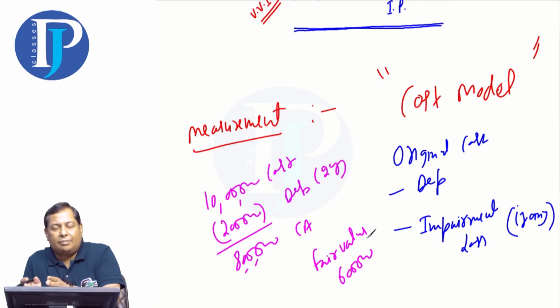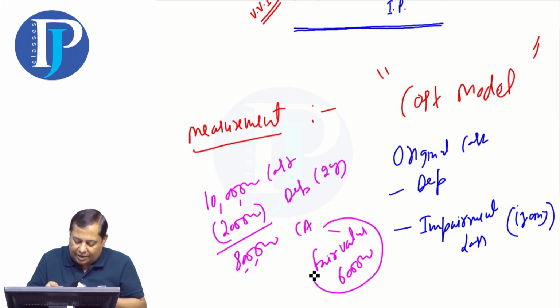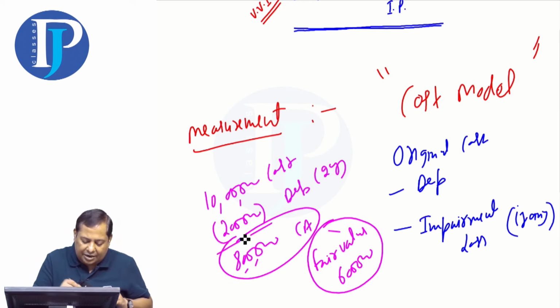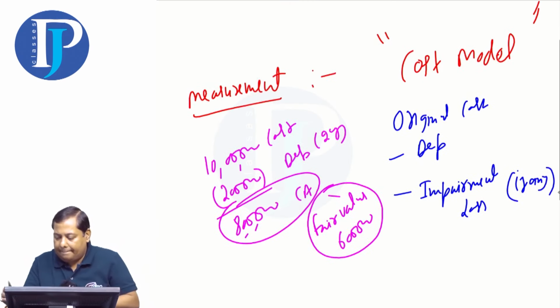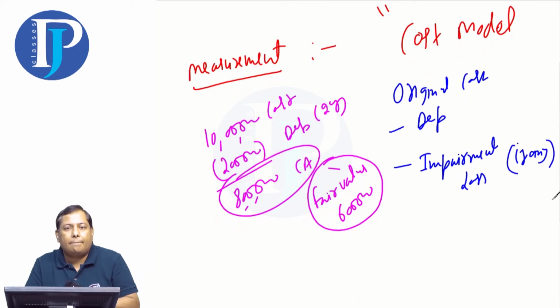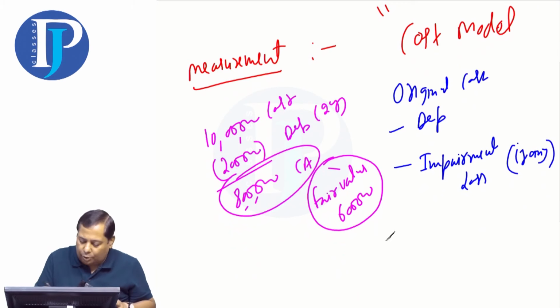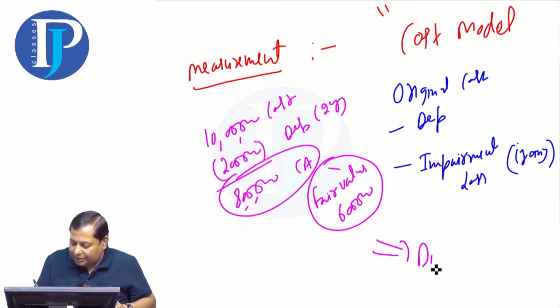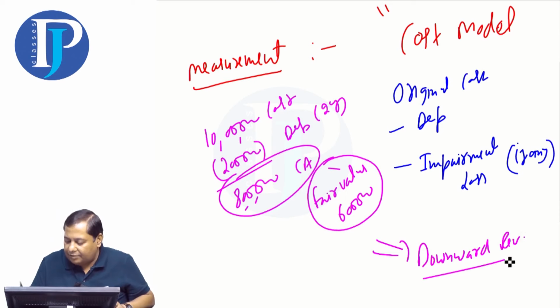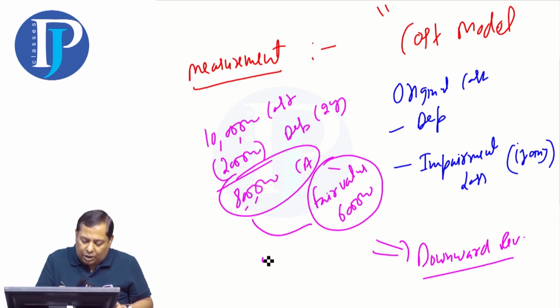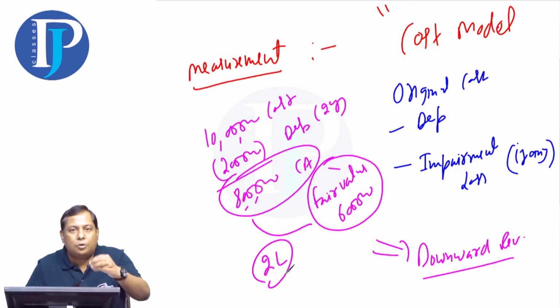And we know that Ind AS 40 states that if the market value of the asset is lower than the carrying amount of the asset, what do we call this? We call it downward revaluation. What do you say? Downward revaluation. So these 2 lakh rupees should be written off the books. Is that clear to you all?